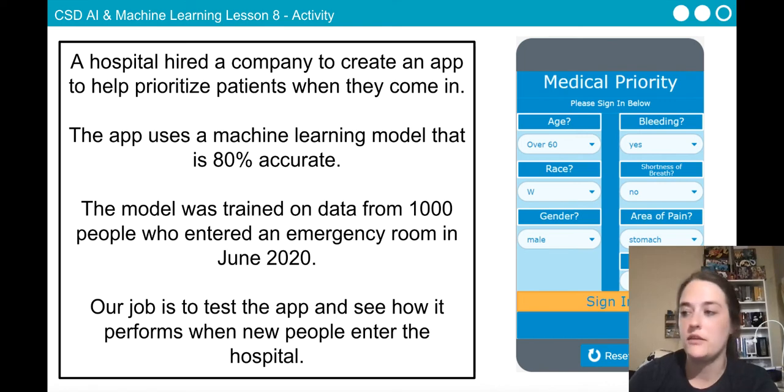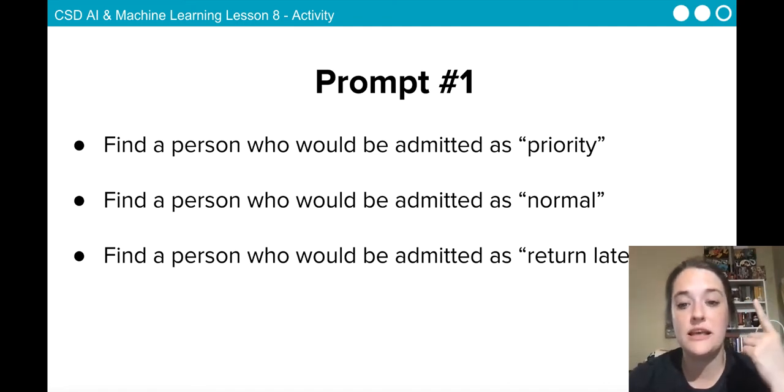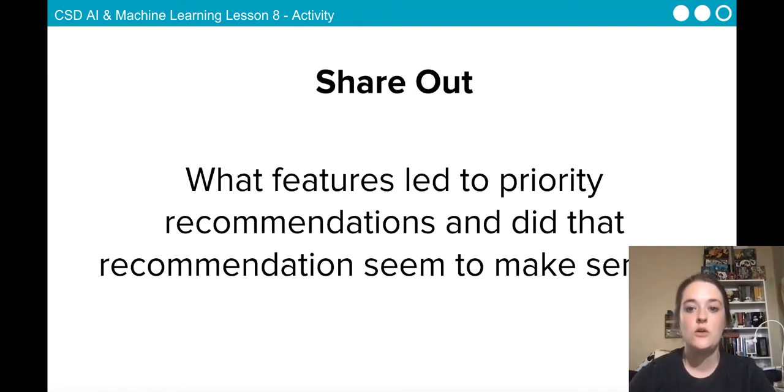While you're playing around with it, think about this. Try to find a person that would be admitted as priority, a person that would be admitted as normal, and a person that would be admitted as return later. Okay, so pause the video here, play around with it until you can find someone who would be those people. What features led to priority recommendations, and did that recommendation seem to make sense? I want you to put your response to this on the unit discussion board.